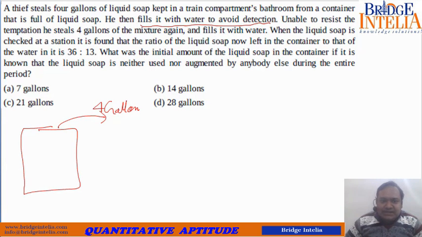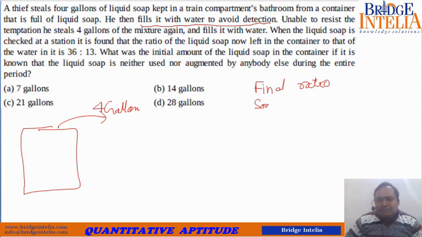Unable to resist the temptation, he steals 4 gallons of mixture again. That means second time. When the liquid soap is checked at a station, it is found that the ratio of liquid soap now left in the container to the water in it is 36:13. So look at the final ratio. Let's apply the shortcut.